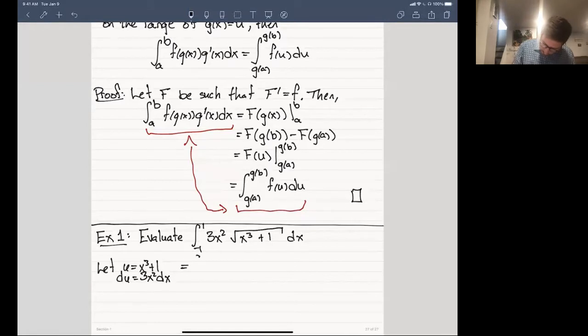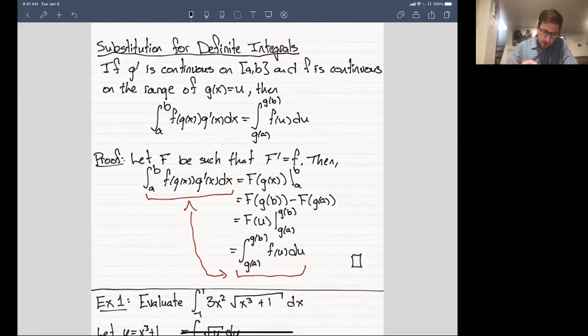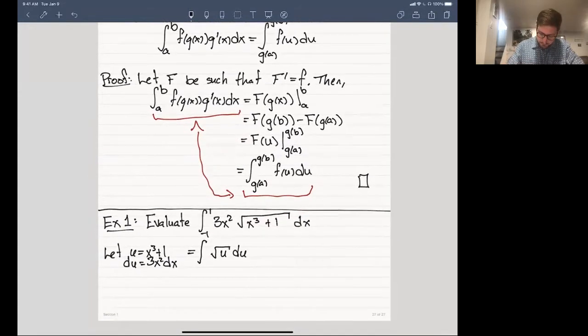So I'm not going to put the bounds on this thing yet, but the 3x squared and the dx all make up du, and I get the square root of u du. And now what I can do is replace those bounds. From this substitution for definite integrals, I just need to evaluate u, or g of x, same thing, at the upper and lower bounds.